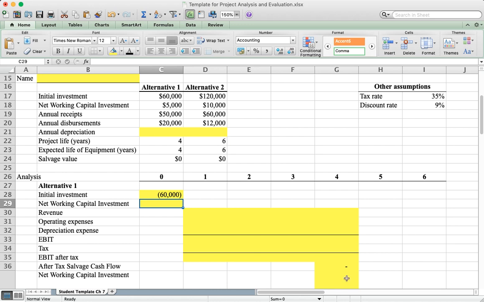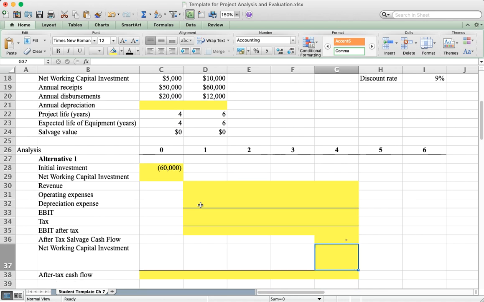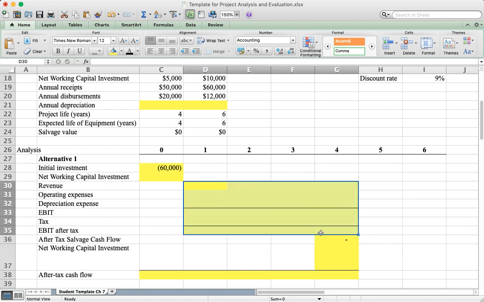And then when you come to the end of the timeline at year 4, since the equipment and the project are both expected to last just 4 years, it makes it easy. So in this case, I would equal C18, but I would keep it positive because it goes back to the firm. So we've handled initial investment and net working capital. And then you're going to need to fill in all of the annual cash flow items.